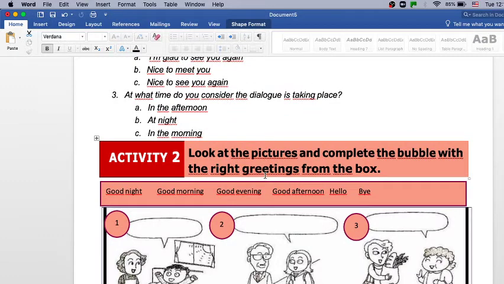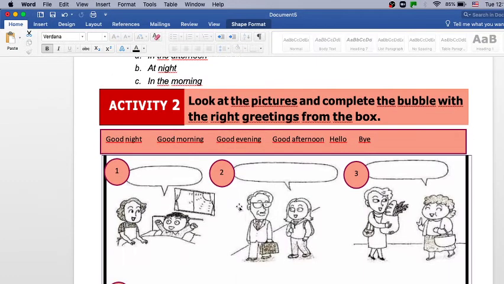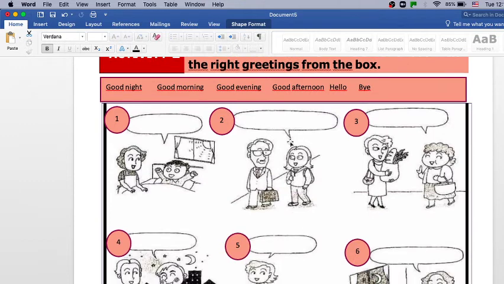Activity 2. Look at the pictures and complete the bubble. Here are the greetings. This is the greeting box. And over here, you'll see the picture and then you're going to label each picture with its corresponding greeting. This is pretty easy. You just look at the picture and then select a greeting that best goes with these pictures.